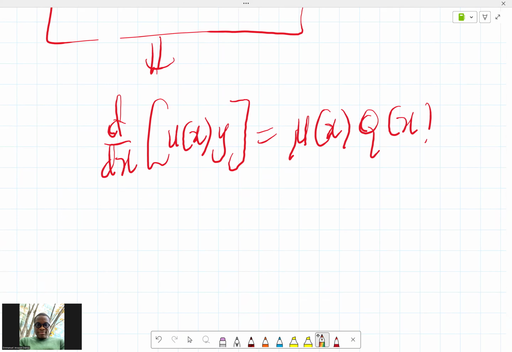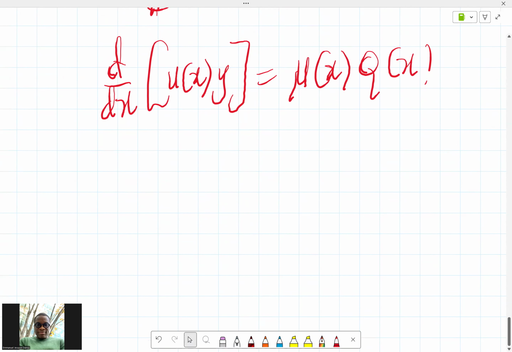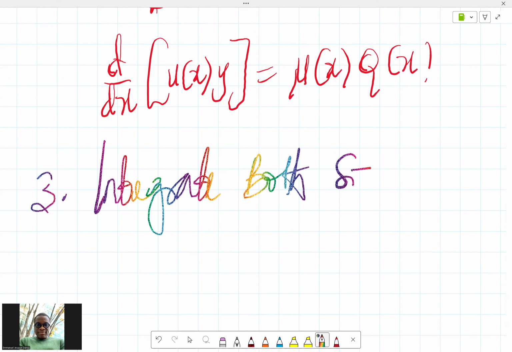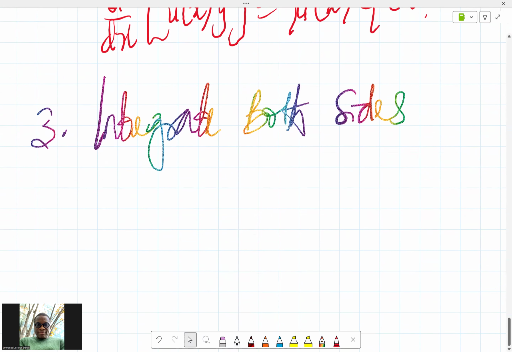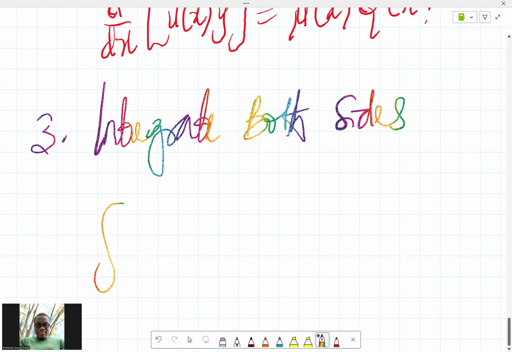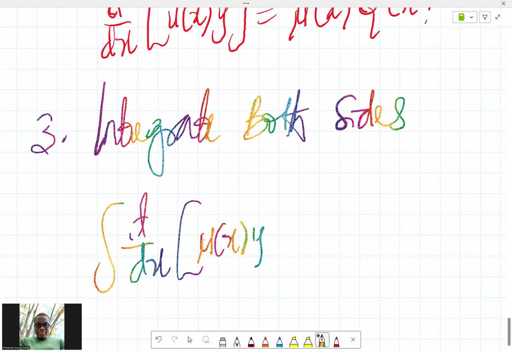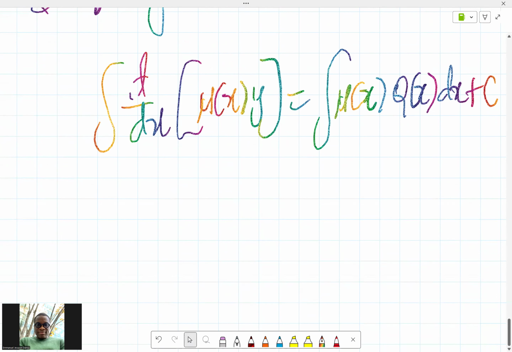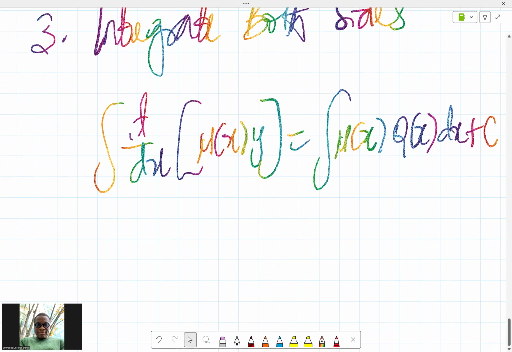The next thing we want to do after this is step 3. In step 3, we can now integrate both sides. So before you finally solve for the function you're looking for, integration is the last thing you do. If you integrate both sides now, you have the integral of d dx of mu of x y equals the integral of mu of x q of x dx, of course with the constant of integration.